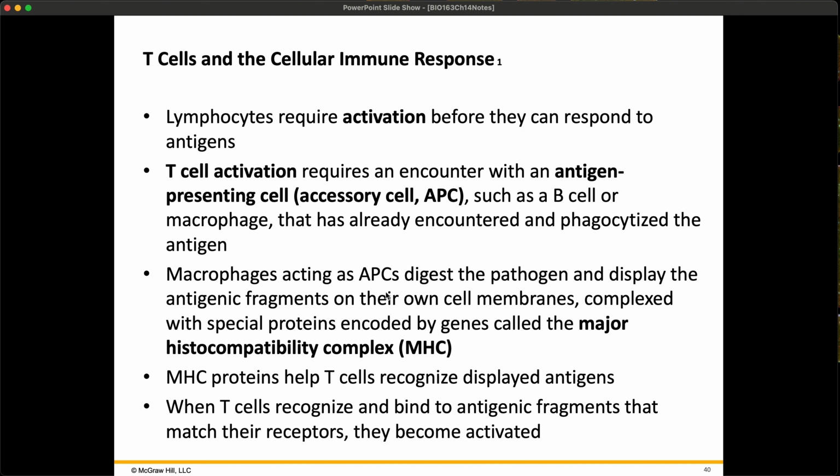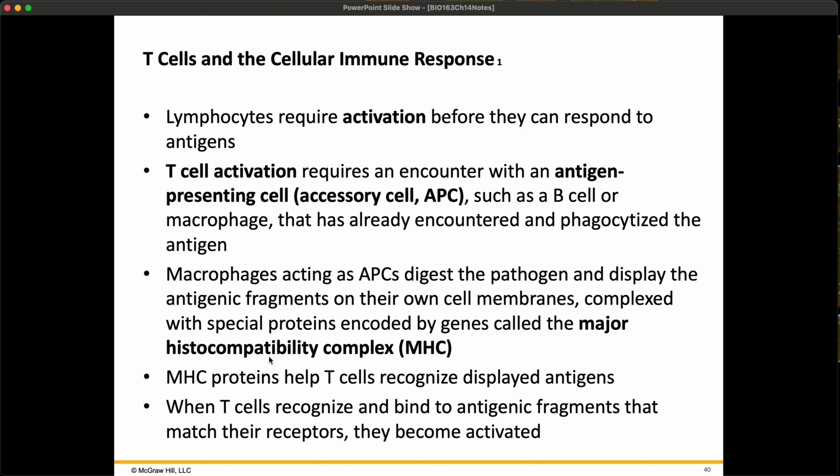So macrophages as APCs, I'm just going to say APCs. Essentially what macrophages do is eat the pathogen, whatever disease-causing organism it is. They engulf it and draw it in, and then once it's inside the macrophage, they break the pathogen down. Then they take some of the proteins from that pathogen and combine them with their own normal cell proteins, and they put that on their surface. It's called the major histocompatibility complex.